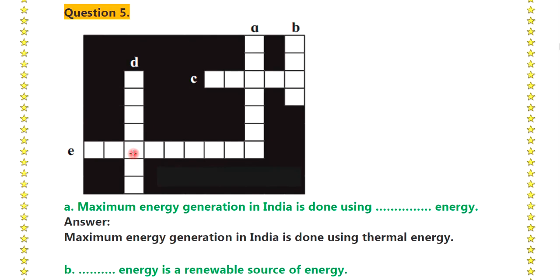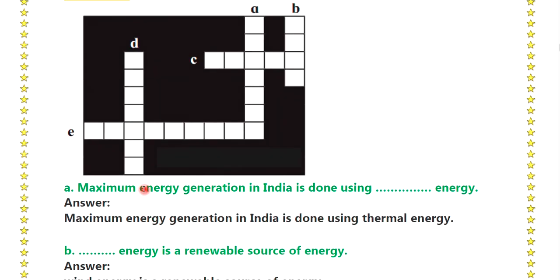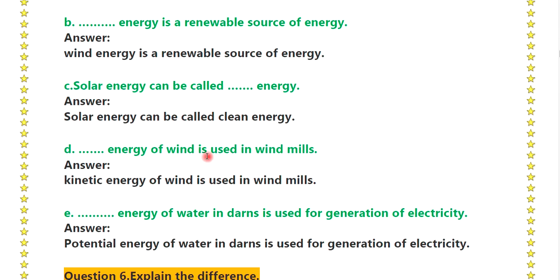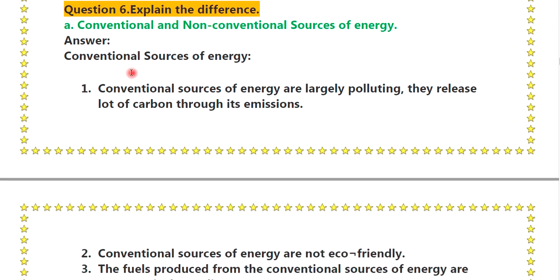Option D here, kinetic energy. Put here kinetic energy. Okay. E, dash dash energy of water in the dams is used for the generation of electricity. Potential energy of water in dams is used for the generation of electricity. Here, potential energy. Okay. Question number 6, explain the differences between conventional and non-conventional source of energy.